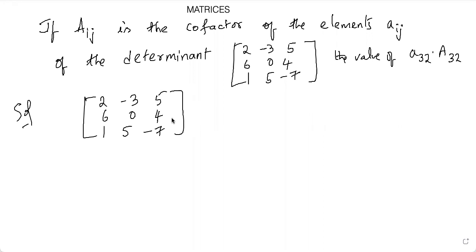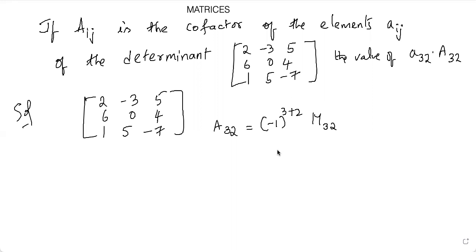Now A32 is minus 1 to the power of 3 plus 2, times M32, where M32 is the minor of A32.